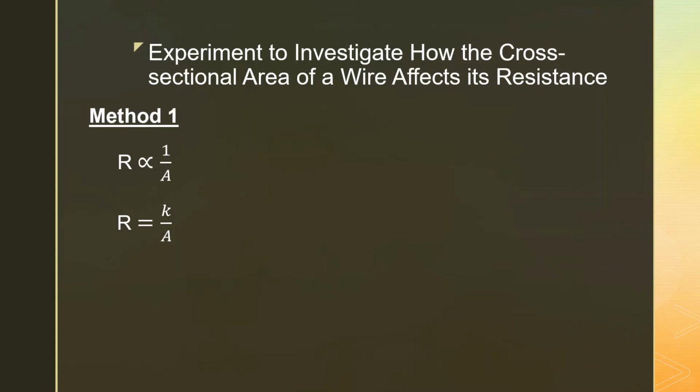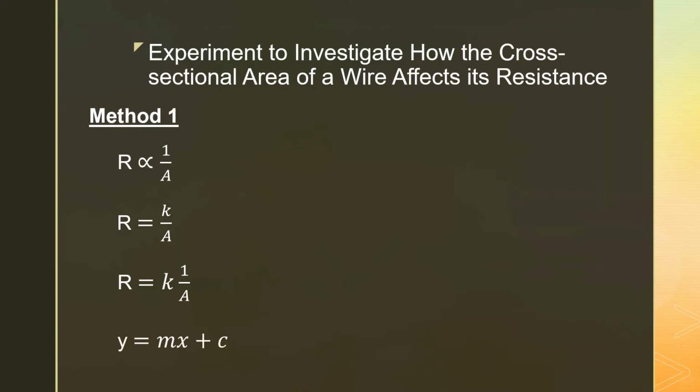Now I'm going to write that out in a slightly different way. I'm going to write it out in the form of R is equal to K times 1 over A. Now those two things are the same. This statement here and this statement here are identical. They're just two ways of writing the same thing. Now the reason I've done that is because I want to compare it to the standard form of the equation of a line. So that is y is equal to mx plus c.